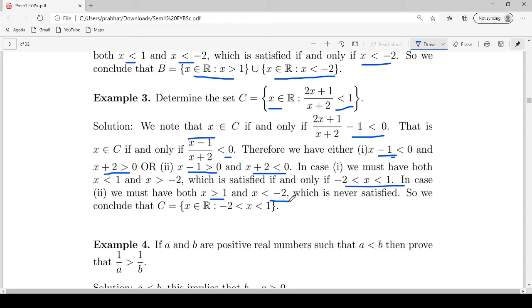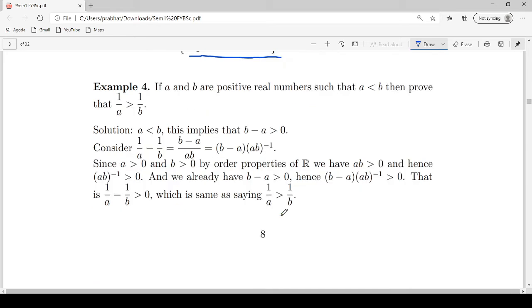So the only real numbers remaining are those lying between minus 2 and 1. So your set C is the set of all those real numbers x such that minus 2 is less than x is less than 1. Now next example.